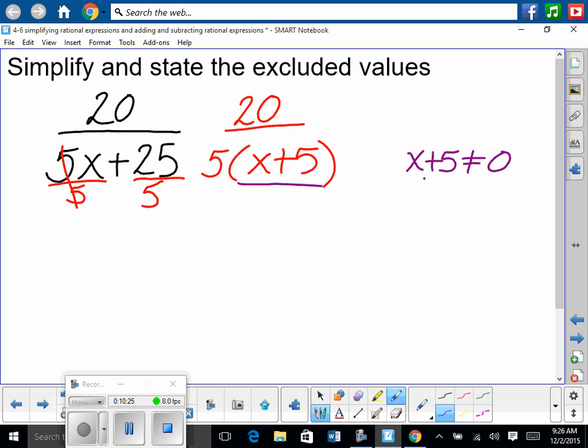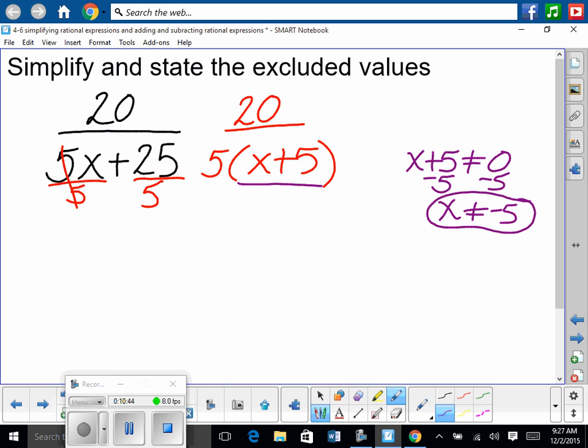So now solve for x. Subtract 5, subtract 5. So x cannot equal negative 5. Does everybody understand? If I plugged in a negative 5 right there, that would become 0, and that would be bad. So x cannot equal negative 5. That's part of our answer, so I'm going to circle it so I don't forget. Okay, we've stated the excluded values.